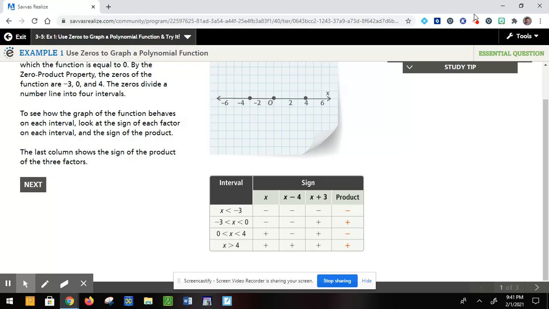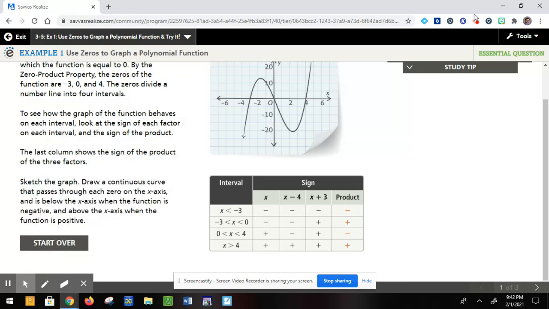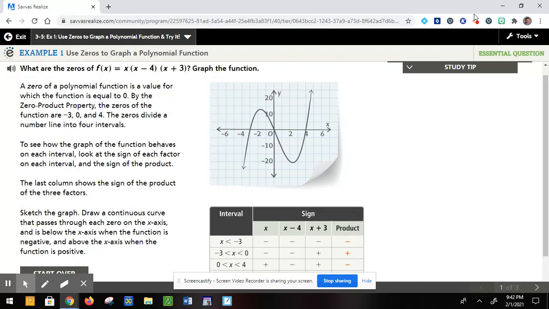What that's going to tell you is, well, the zeros are where the function crosses. Where the product is negative, so for x less than -3, the function will be below the x-axis. Where the product is a positive, it will be above. And then it'll be below, and then it'll be above. So then you can get a rough sense of what the function looks like.